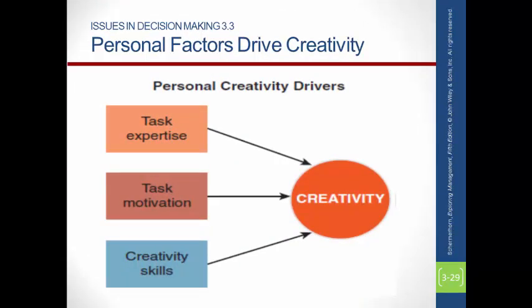Personal factors that drive creativity. Again, we just saw what these mean: task expertise, task motivation, and creativity skills.